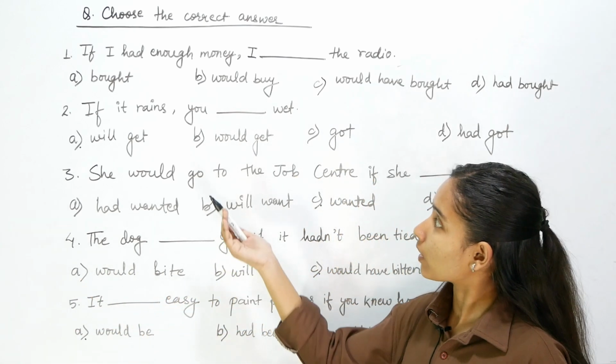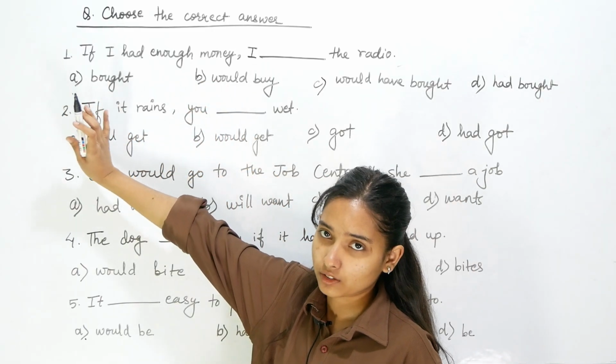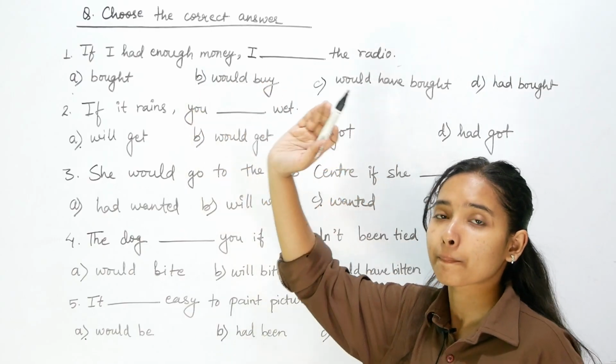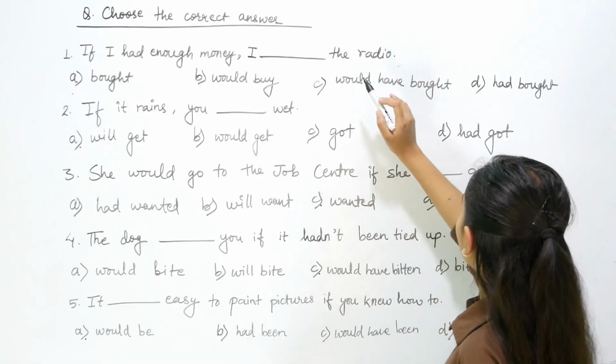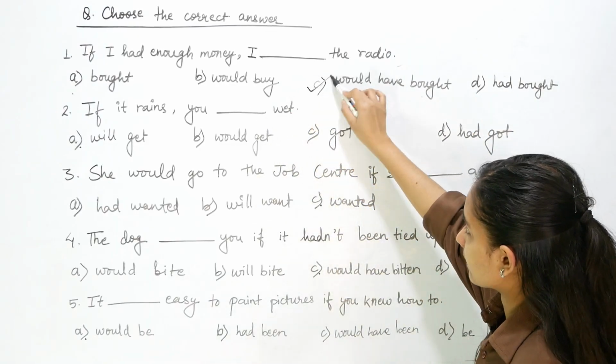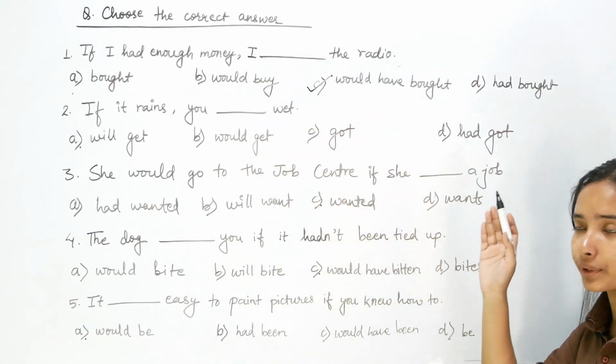So type 3 मा यो आउँदाखेरि we don't use the V2. We don't even use would buy. Would buy would be in like type 2. Would have bought. So this is the correct answer. If I had enough money, I would have bought the radio.